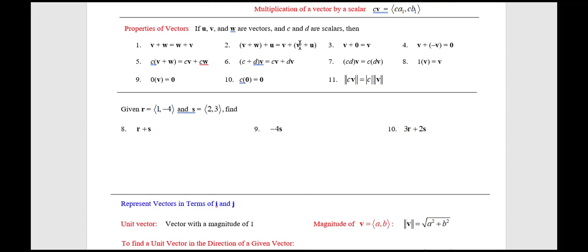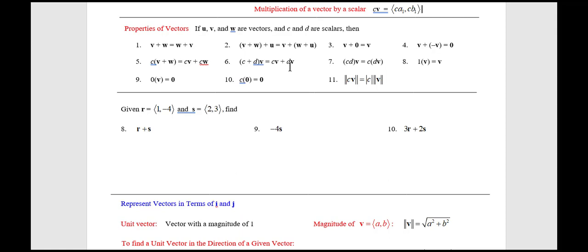Now, these properties of vectors are just saying that most of the mathematics you're used to doing on numbers also works on vectors. v plus w is the same as w plus v. c distributes across a sum of vectors. Zero times a vector is the zero vector, which if you think about it would have components 0, 0. You can group sums in any order you want. You can add any two first and then add on the third.